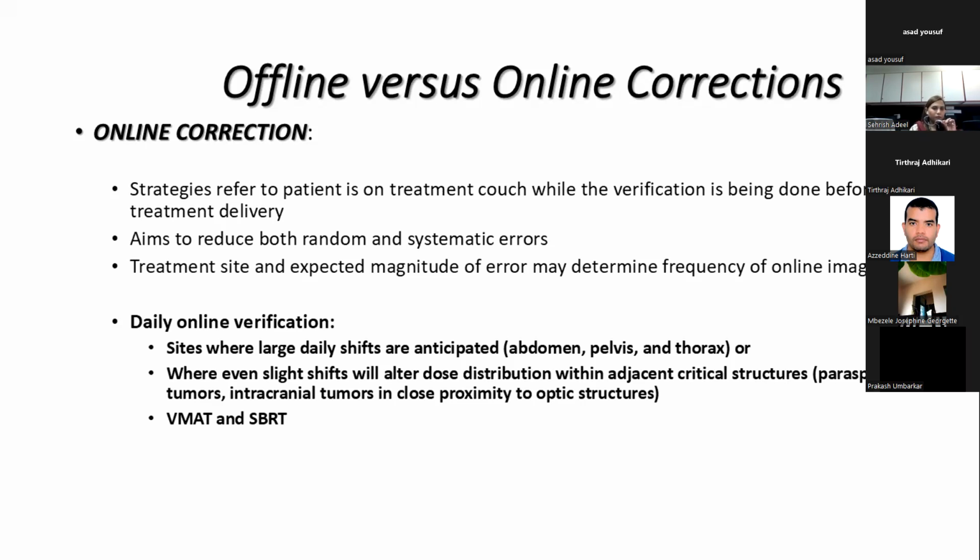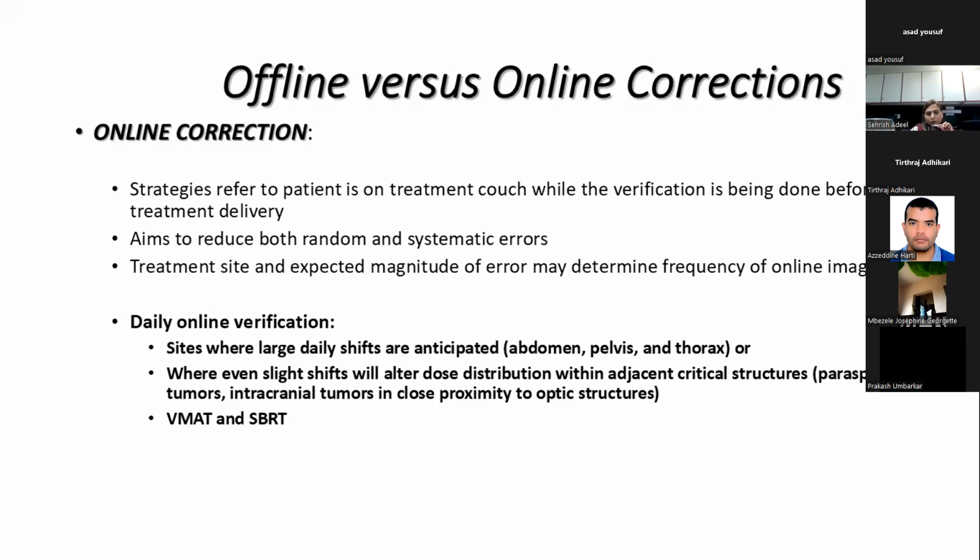So daily online verifications are required at those sites where we are expecting large daily shifts, like the pelvis because of organ motions like the bladder or the rectum. We need to get the daily online verification, and in the thorax like the lung because of the lung motion, and the abdomen.